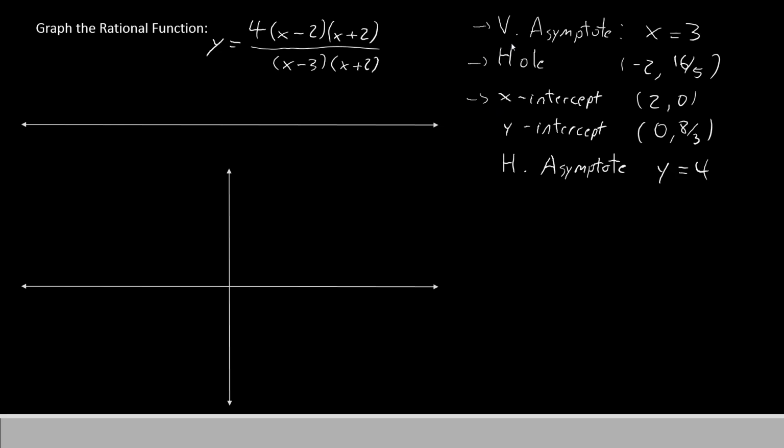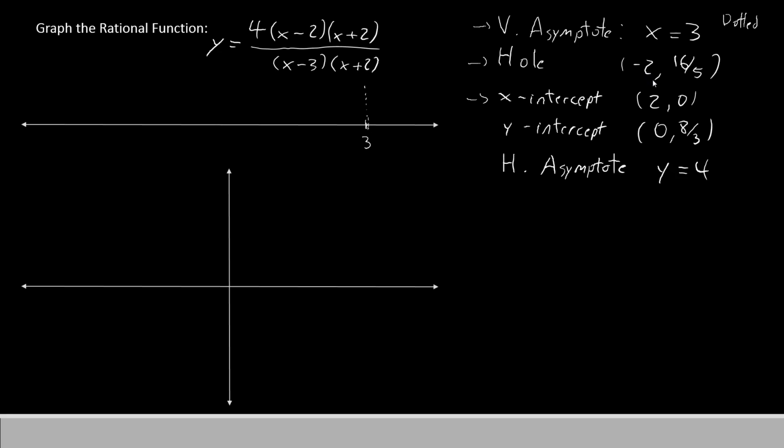Let's go to the number line and draw the vertical asymptote first. The vertical asymptote is at x equals 3, so I'm going to go onto my line and label some point over here as 3. Now, since it's a vertical asymptote, we're going to draw that as a dotted line, like this. Good.